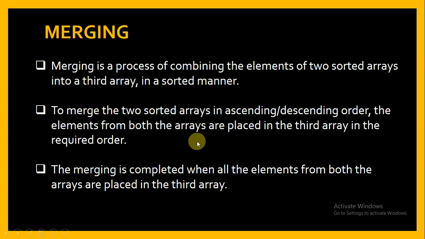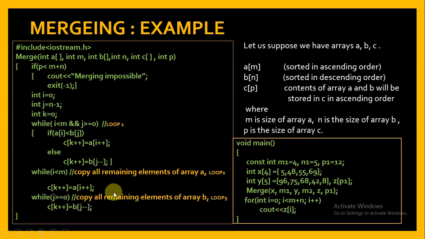So to merge the two sorted arrays in ascending or descending order, the elements from both the arrays are placed in the third array in the required order. So order is very important. We have to see the element from which array is to be placed in the third array, so the third array also remains sorted. The merging is completed when all the elements from both the arrays are placed in the third array. So now let us see how we can write a program to implement merging.